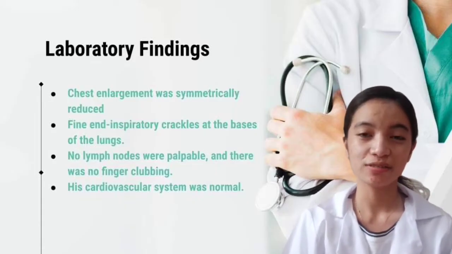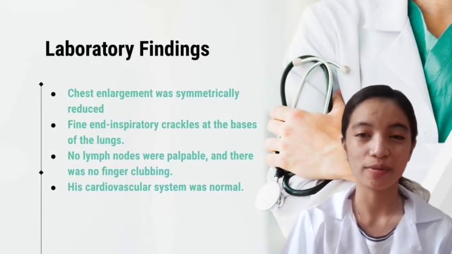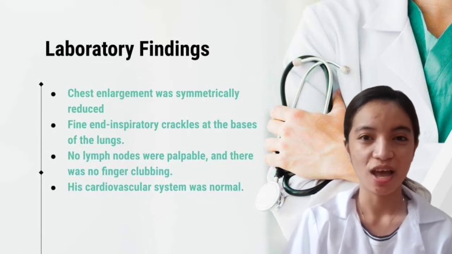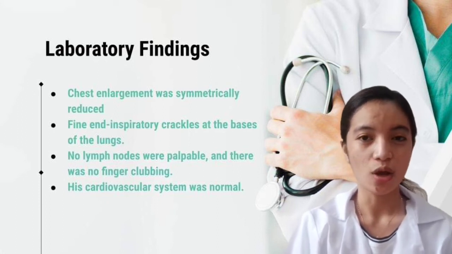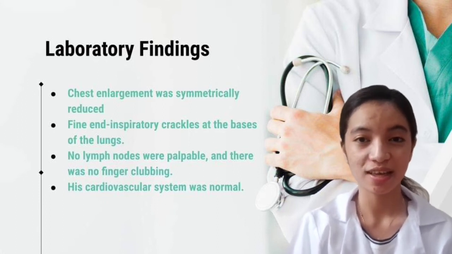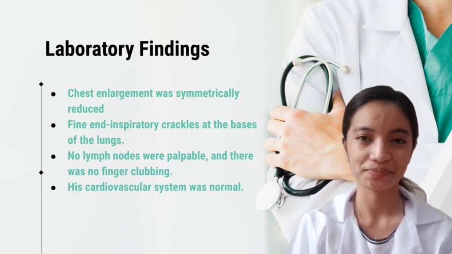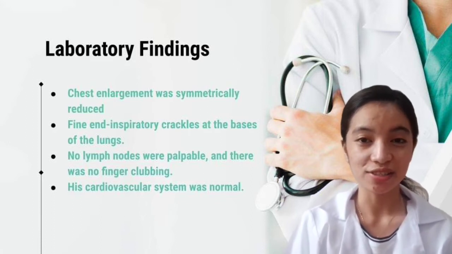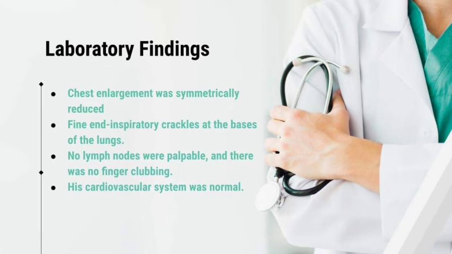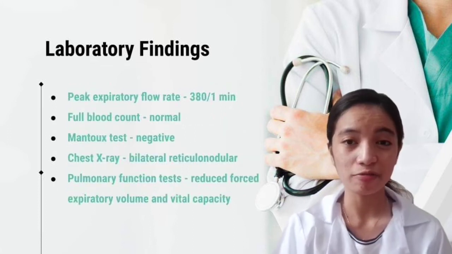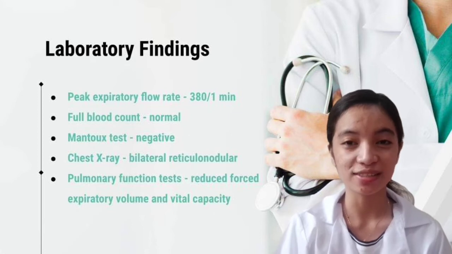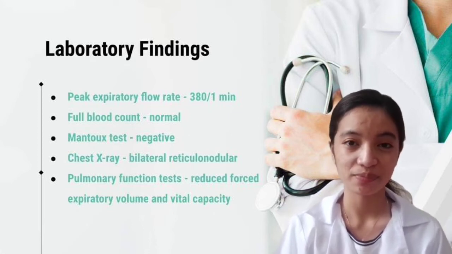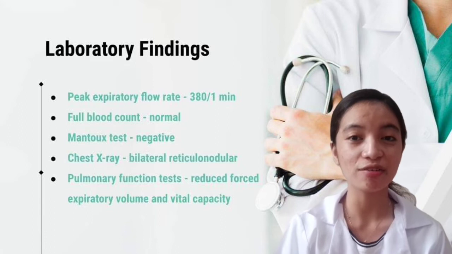Upon examination, Mr. Frank's chest expansion was symmetrically reduced, and there were some fine inspiratory crepitations at the bases of the lungs. No lymph nodes could be felt, and there was no finger clubbing. His cardiovascular system was normal. Peak expiratory flow rate was measured using a peak flow meter, a simple lung function test, and it was found to be 380 per minute.